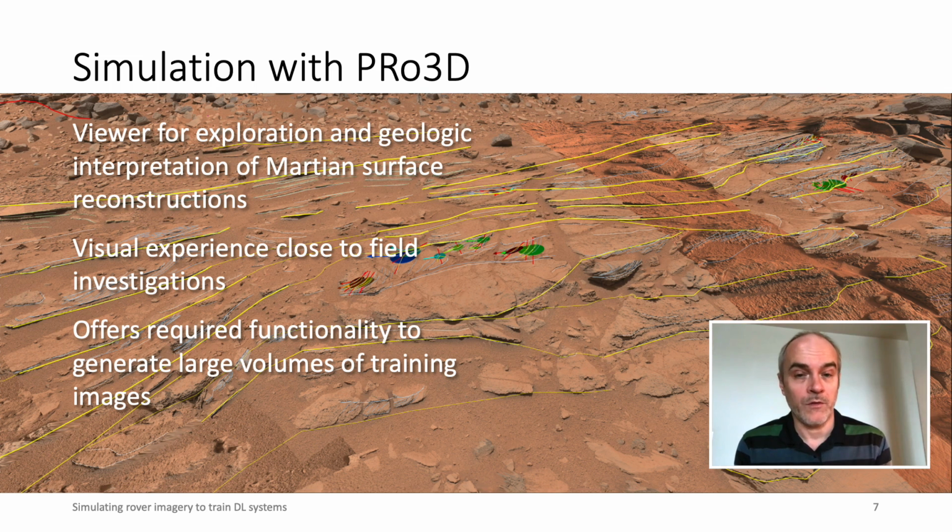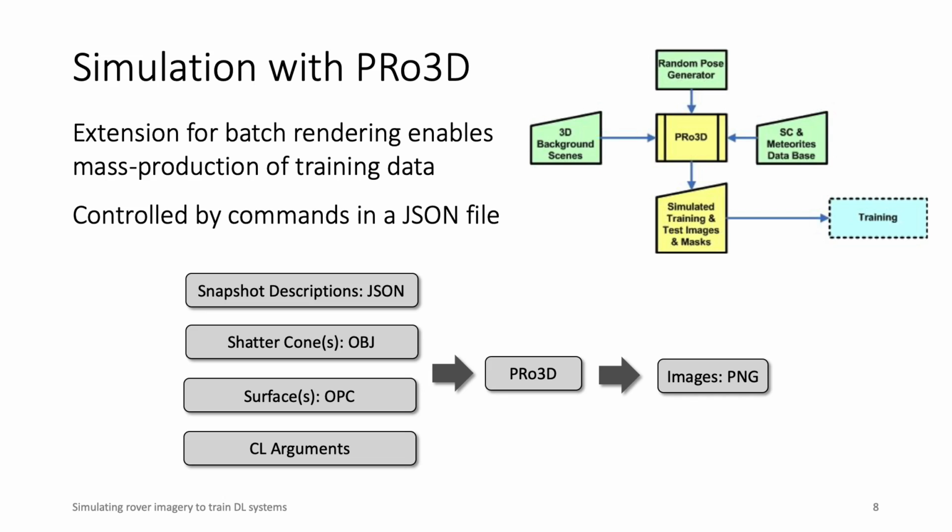In the background, you can see a geologic interpretation of the Shaler region in Gale Crater visited by the Curiosity rover. The geologic analysis was carried out by Rob Barnes from Imperial College London. For the simulation of training data, Pro3D was extended to mass-produce images by batch rendering. The diagram on the right-hand side shows the data flow.